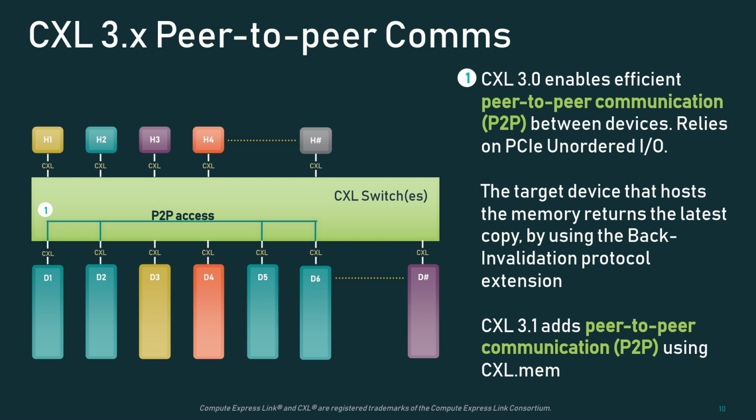3.1 went one step beyond and added peer-to-peer communication similarly through the switch, using CXL.mem. Remember, 3.0 used PCI unordered I/O. 3.1 essentially added CXL.mem requesters and responders going through the switch without going to the CPU. So this allows more efficient communication between CXL devices, which means better performance and lower latency in terms of accesses.